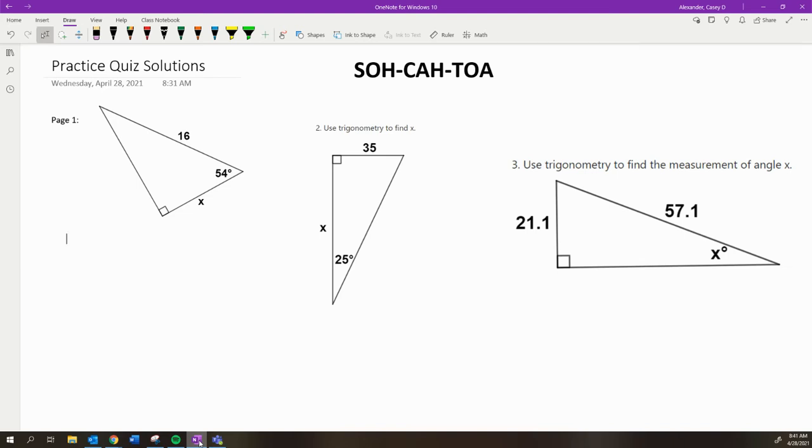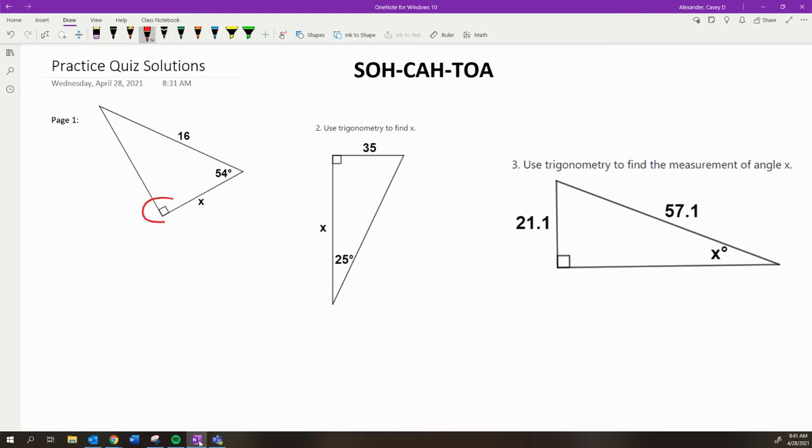Hi there. Welcome to my video where we're going to go over the solutions to the practice quiz for the trigonometry unit. So we're going to go through 3 different pages with 6 trig problems and then some quadratics at the end. And page 1 is all about SOHCAHTOA trigonometry.